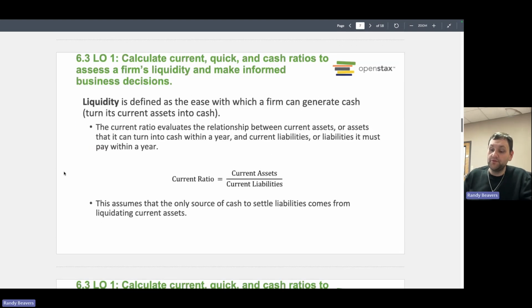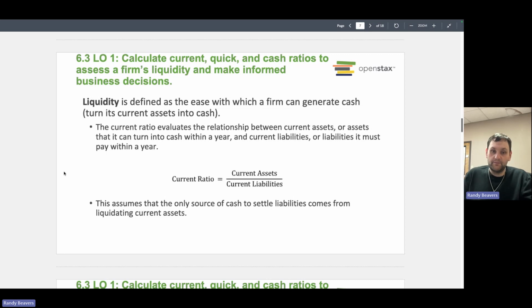Next, we're going to turn to liquidity ratios. Liquidity relates to the ease with which a firm can generate cash. The two ratios employed in this particular section are the current ratio and the quick ratio. The current ratio that you see on the screen here is current assets divided by current liabilities.